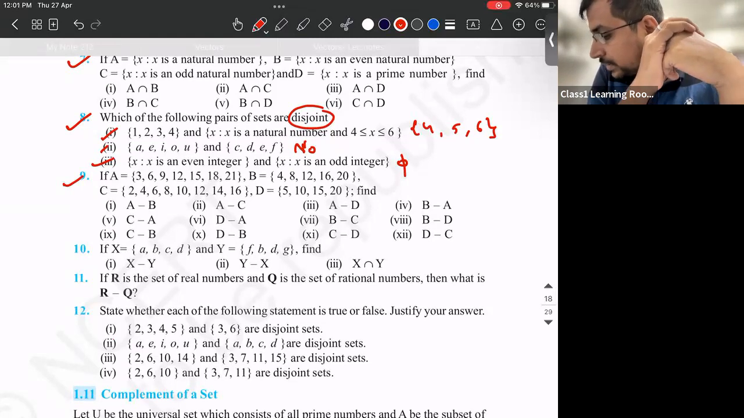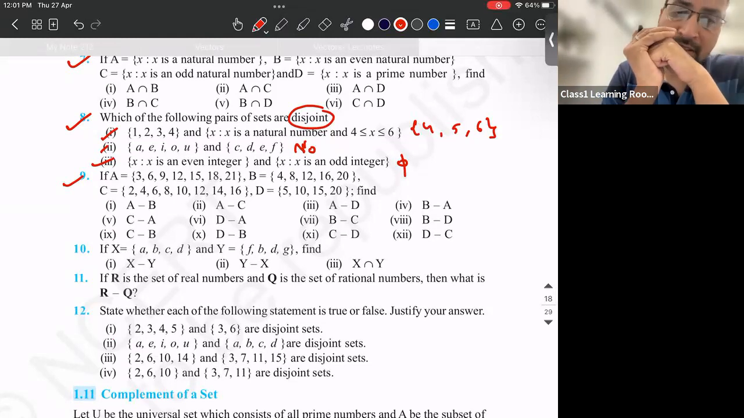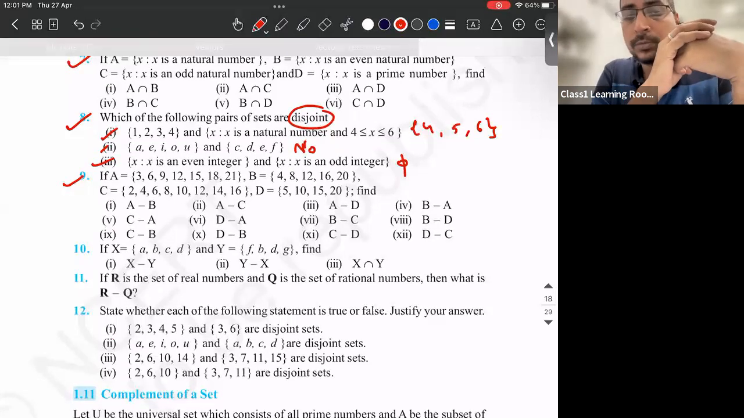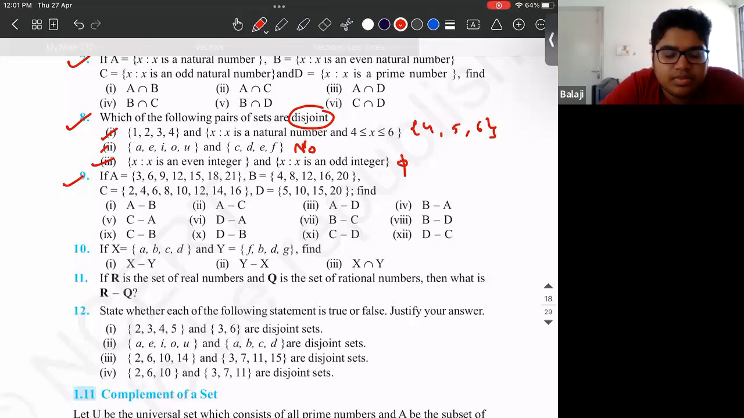Yeah, Balaji, tell me. A is equal to 3, 6, 9, 12, 15, 18, 21, the first 7 multiples of 3. B is equal to 4, 8, 12, 16, 20, the first 5 multiples of 4. C is equal to 2, 4, 6, 8, 10, 12, 14, 16, the first 8 multiples of 2. D is equal to 5, 10, 15, 20, the first 4 multiples of 5. Right? Yes. Find A minus B.